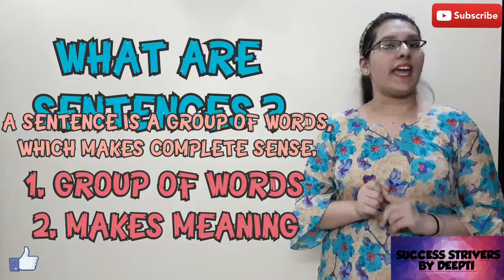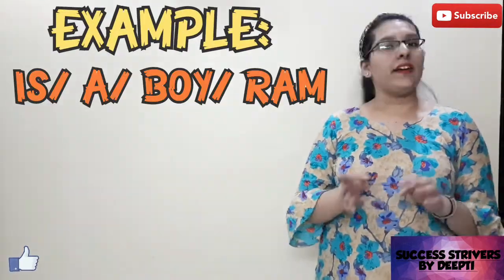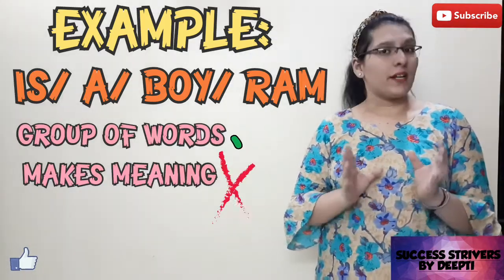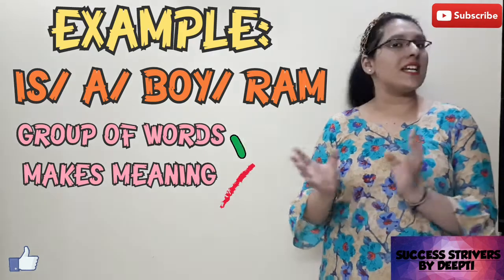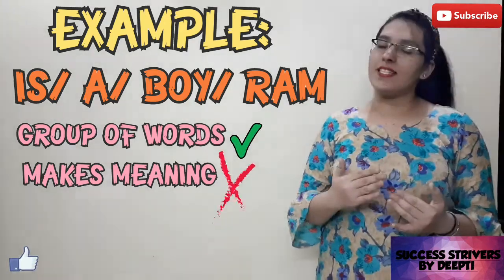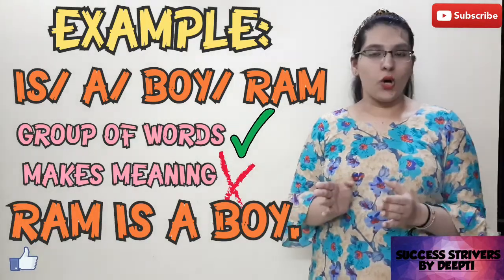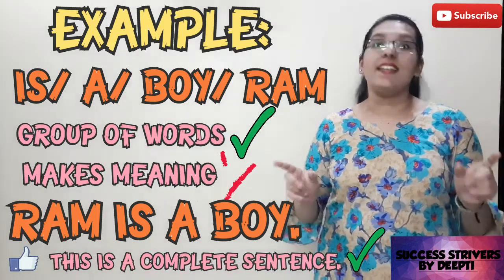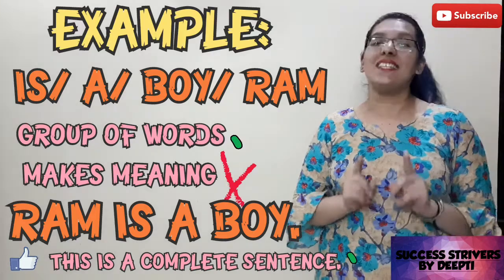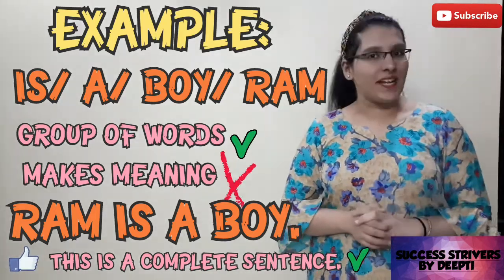So let us take the example. The example says, is a boy Ram? So we are having a group of words here, but only a group of words does not make a sense. So let us try to rearrange these words into a sentence. Ram is a boy. So this is the complete sense. This sentence is making a meaning. So a sentence is the one which is a group of words, and number two, which makes complete sense.